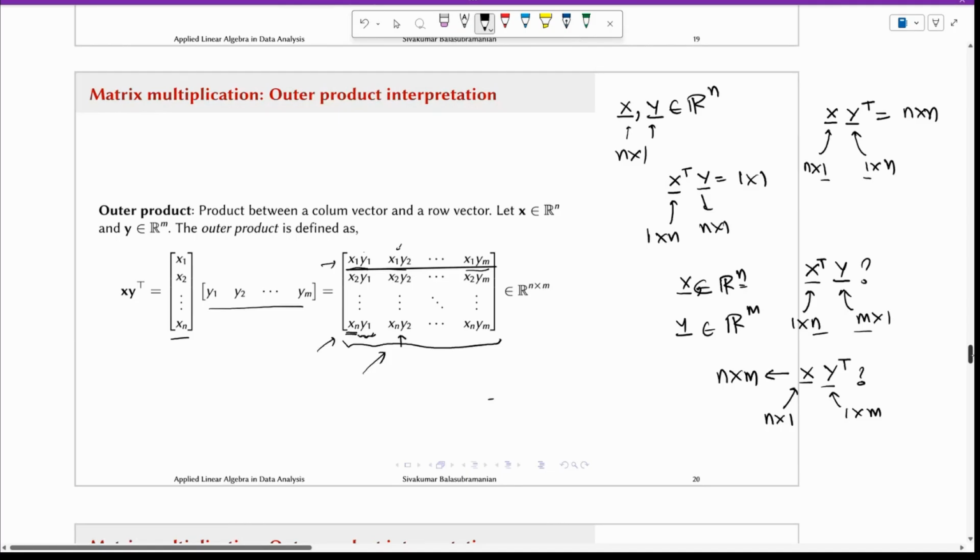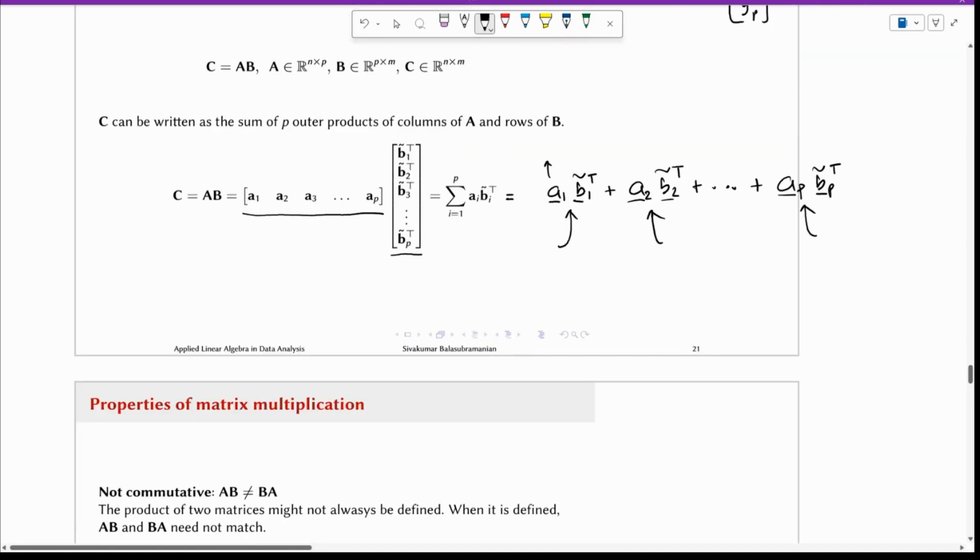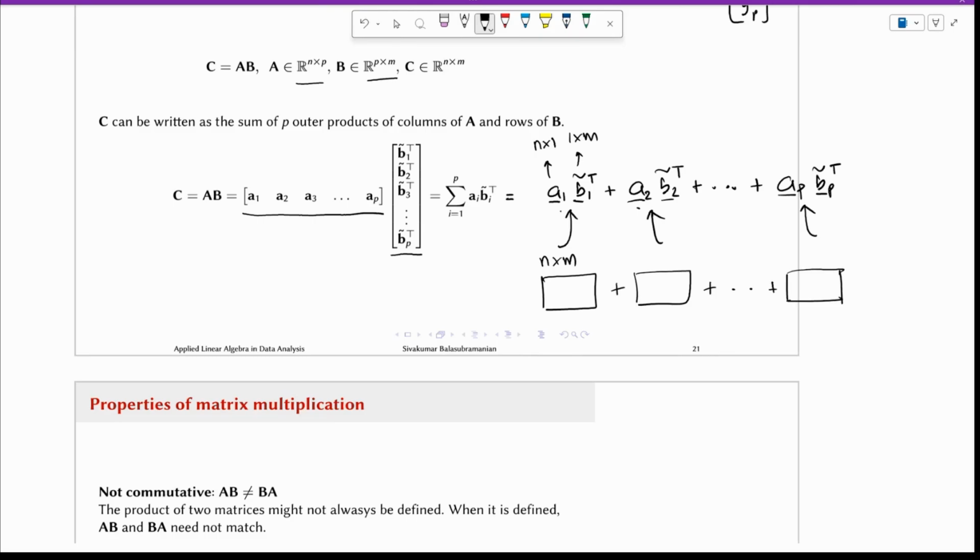Okay. In fact, what is the shape of the first column of A? Remember here, A is n cross p and B is p cross n. The first column of A is n cross 1. What about the first row of B? It's 1 cross n. So if you multiply these two together, what do you get? That means each of these terms produces an n cross n matrix, and you're essentially adding them all together to produce C, which is an n cross n matrix. Okay.